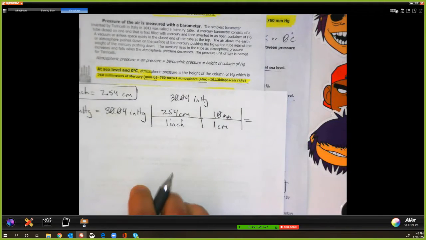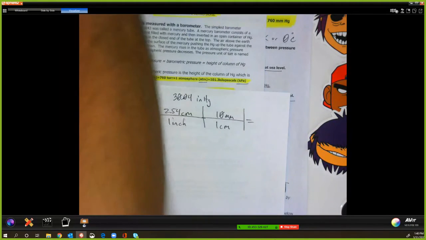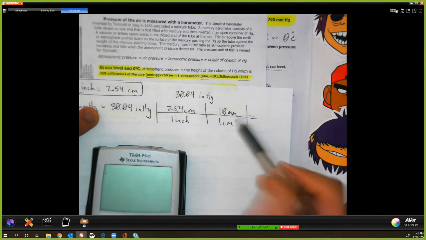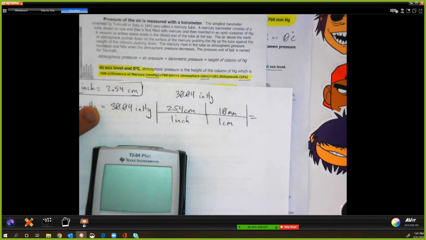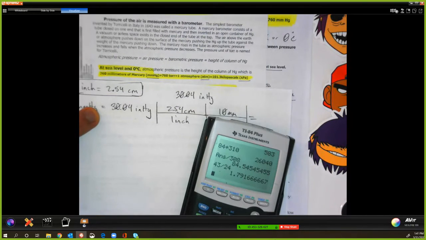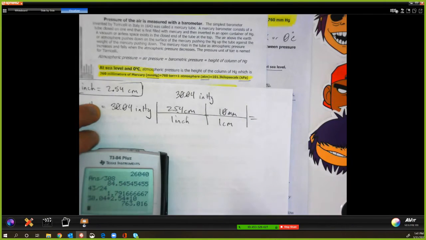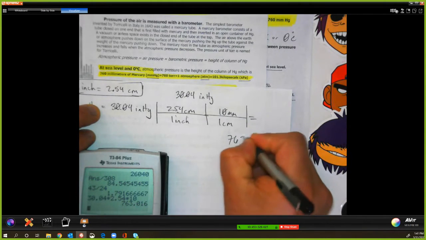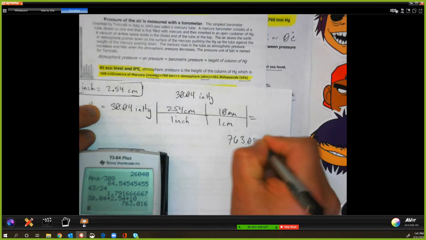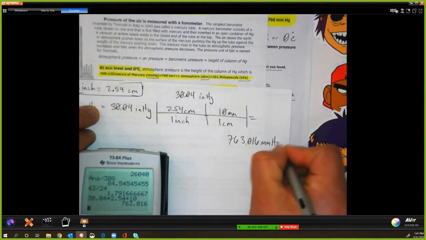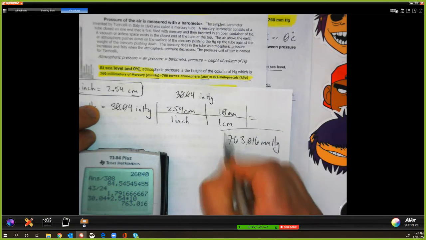Okay. And so get my little handy dandy calculator. I convert this as 30 times 2.54 times 10. So 30.04 gives me 763.016, and that would be millimeters of mercury. Okay, that would be my answer here.